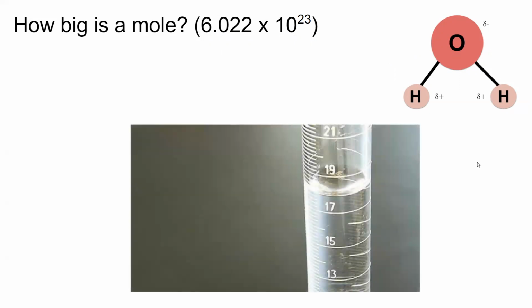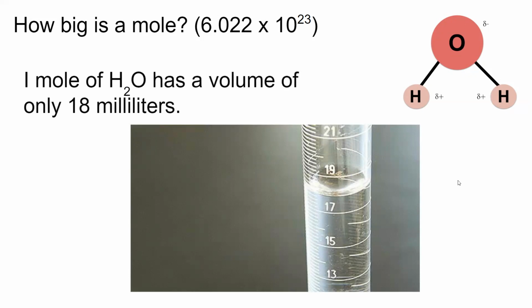So a mole of water takes up about 18 milliliters. That's about the volume of a shot glass. So pretty small volume, but that has 6.022 times 10 to the 23rd water molecules present. That just goes to show you how small an individual molecule of water is. Okay, so chemists use moles not because everything they're dealing with is so big, but because everything they're dealing with is so small.